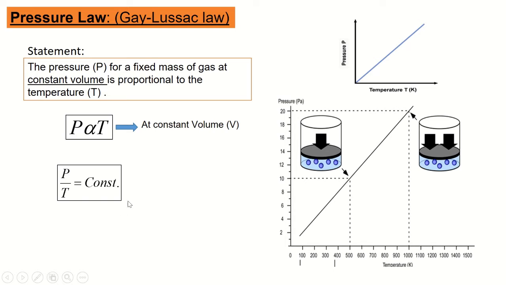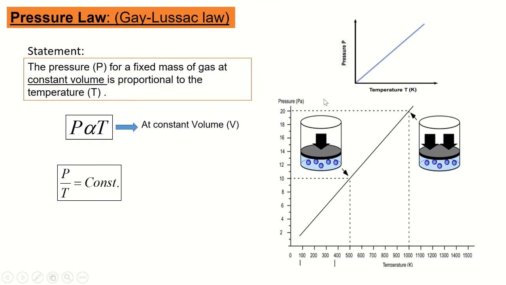Now this is another formula for the pressure law. Here this is P over T and this is equal to constant. So this rule is saying if we take the ratio of the pressure and the temperature, it is constant for one gas, it will never change. On the right hand side there is a PT graph, or pressure law graph, between the temperature and the pressure, and the shape of the graph is rising, which has a positive slope.